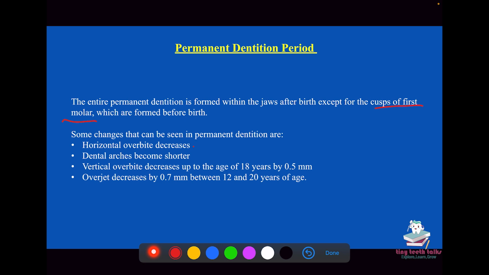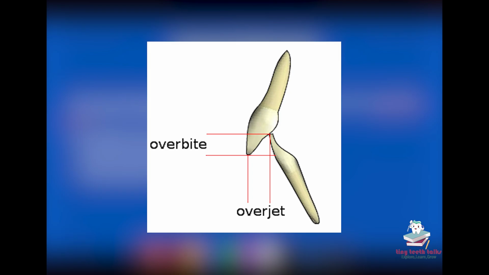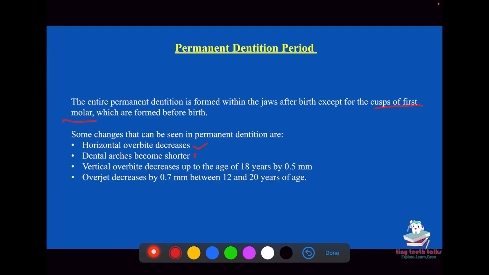Some changes that can be seen in permanent dentition are that horizontal overbite decreases. Horizontal overbite means overjet, the horizontal distance between the upper and lower incisors, where the upper front teeth protrude forward beyond the lower front teeth, and the normal value is 1.5 to 2.5 mm. Dental arches become shorter.